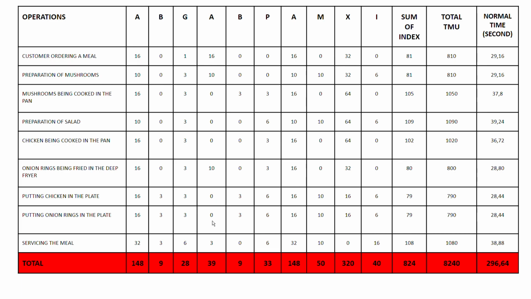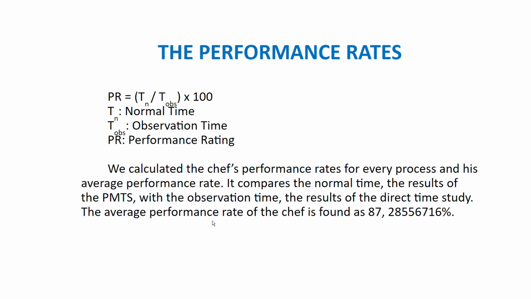This is a table that displays the result of PMTS. The normal time is found as 296.64. The performance rates are calculated by dividing the normal time by the observation time and multiplying it by 100. We calculated the chef's performance rate for each process and his average performance rate. It compares the normal time, the result of the PMTS, with the observation time, the result of the direct time study.